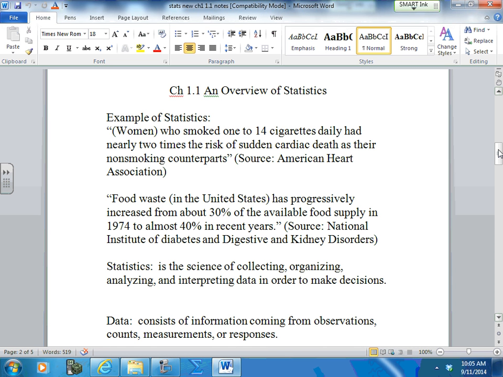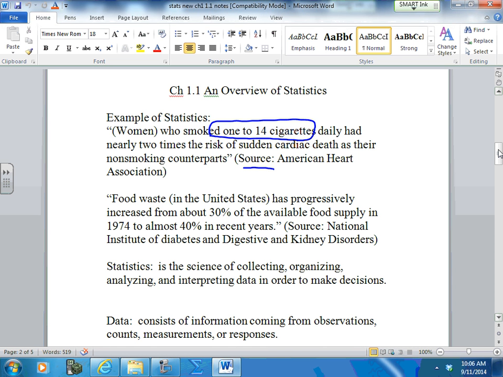So women who smoked 1 to 14 cigarettes daily had nearly 2 times the risk of sudden cardiac death as their non-smoking partners. Now, what's nice about your book also is it usually, 99% of the time, gives you a source. This source was taken from the American Heart Association. This is a proven statistic. They did their research. It's kind of vague here from 1 to 14, but that's saying any woman that smokes automatically has 2 times the chance of having sudden cardiac death as someone that doesn't smoke. Not counting second-hand smoke. You got to kind of keep it confined.